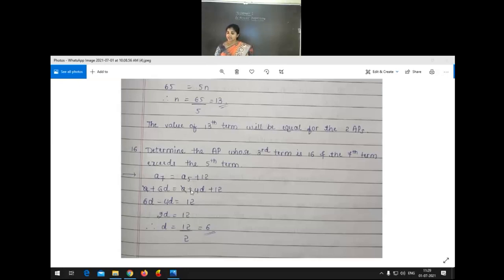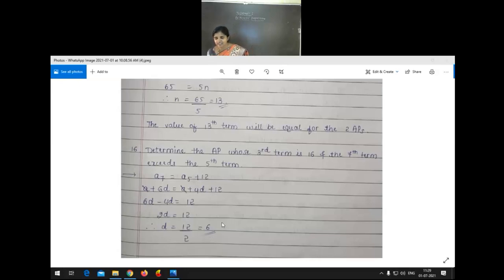Then A and A, both sides, get cancelled. Now group the like terms on one side. 6D, take this 4D to this side, then 6D minus 4D is equal to 12. Then 2D is equal to 12, D is equal to 6. So finally we got the difference.